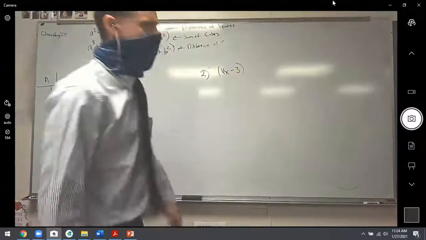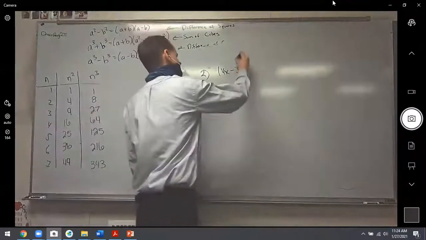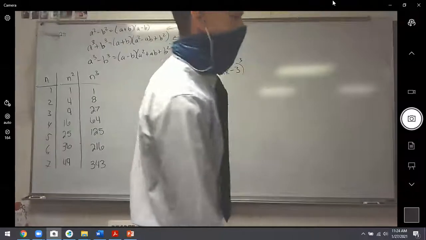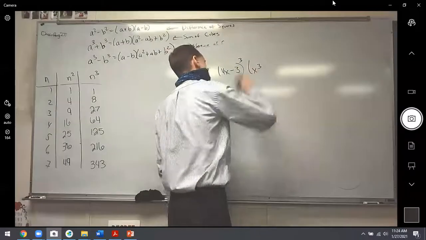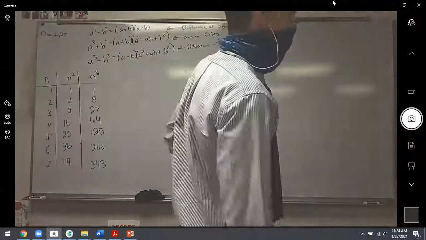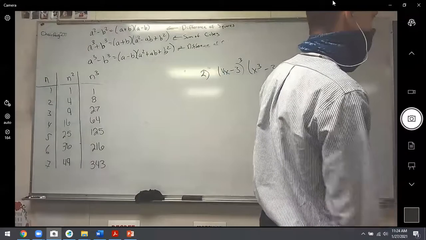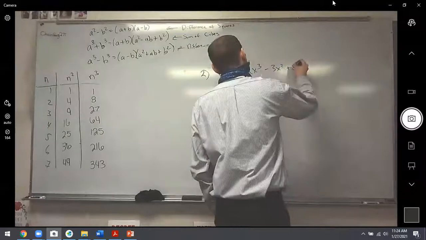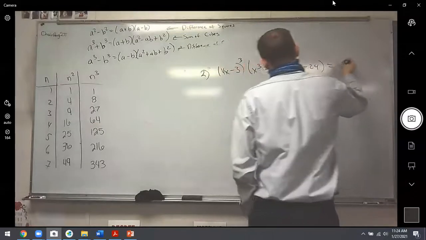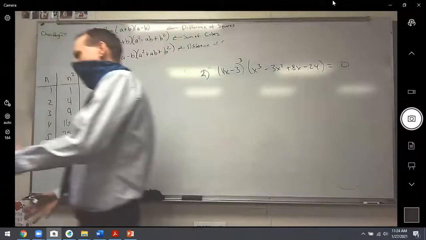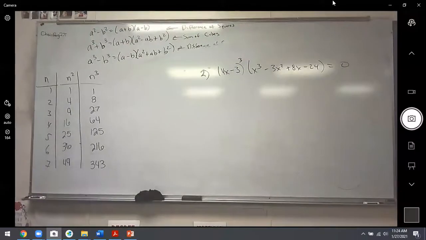All right, number 2, little different. It's kind of factored and kind of not. Number 2 starts off with (4x minus 3) cubed, and that is times (x cubed minus 3x squared plus 8x minus 24). So it started to be factored. They didn't just give you a big old long thing and say, go at it, but they did start to factor it. They got a (4x minus 3) cubed.